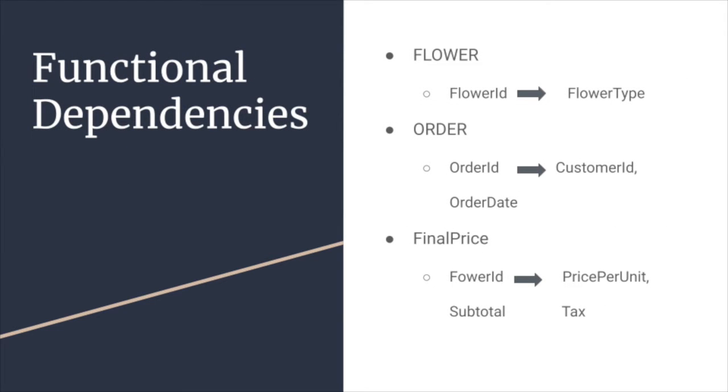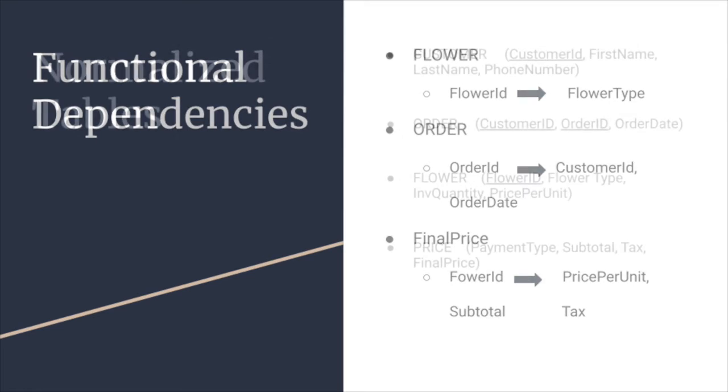All right, right now I'm going to be talking about the functional dependencies for our database. So we have them listed as flower, order, and final price. Functional dependencies are when the attributes depend on each other, and that's why you can see that flower ID is dependent on the type of flower. Order is going to be dependent on the customer ID and the order date, and final price is going to depend on the price per unit, the subtotal, and the tax, because all of these attributes are working together to get towards this other attribute, which is final price. And that's going to be our functional dependencies.